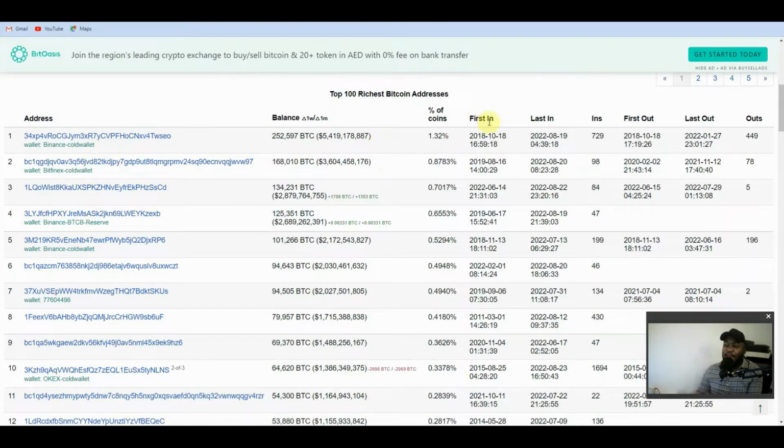Now, the first thing: this wallet owner bought Bitcoin on 18th October 2018 at 4 p.m. Nigeria time, 4 p.m. UK time. This person got into BTC then. Now, the last time this owner sold Bitcoin, he has sold Bitcoin this year. Who knows why? The first time he sold, he also sold on the exact same day he bought Bitcoin.